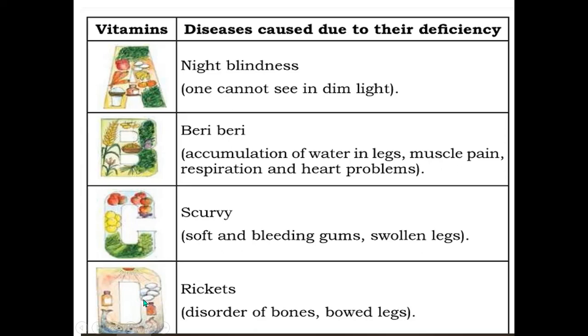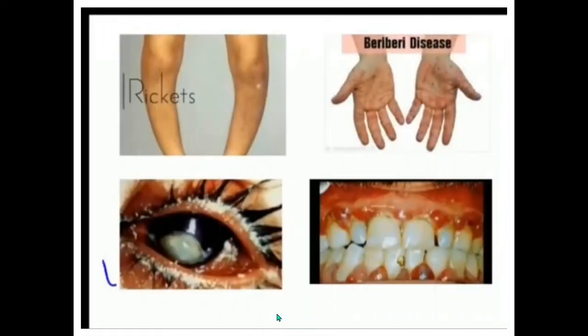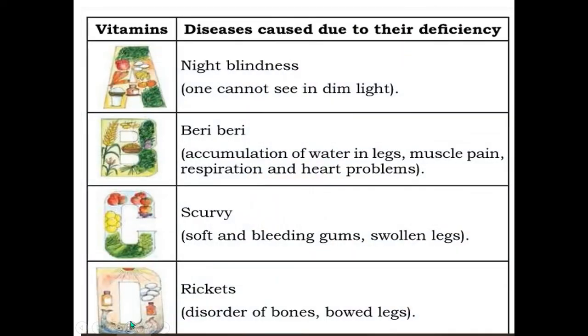Then vitamin D. Vitamin D deficiency causes a disease called rickets. That means disorder of bones and bowed legs. So here you can see the legs bent as bowed legs. Okay, so vitamin A deficiency causes a disease called night blindness. Vitamin B deficiency causes beriberi. Vitamin C deficiency causes a disease called scurvy. Vitamin D deficiency causes a disease called rickets.